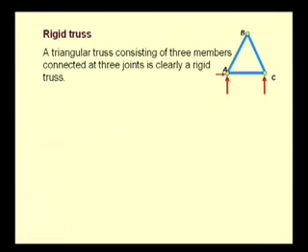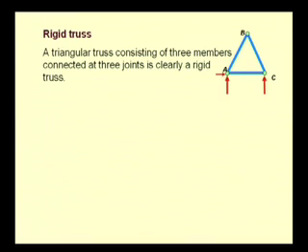Before we proceed to analyze the structure, one has to understand what we mean by a rigid truss. Here we see the simplest form of a truss, that is three elements AB, BC and AC connected at A, B and C, and the truss is supported by a pin joint at A and a roller joint at C.